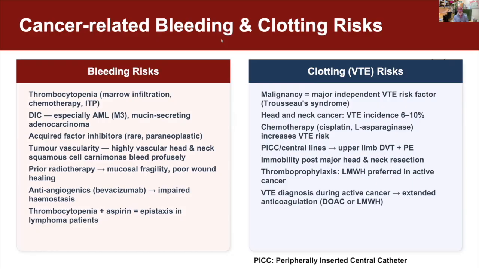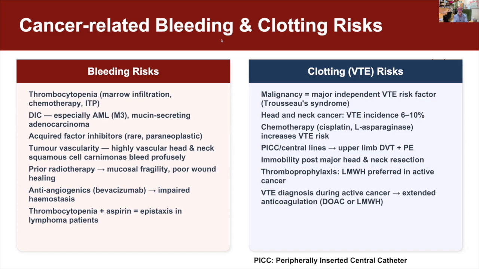You've got acquired factor inhibitors, which is paraneoplastic, like acquired factor 8 inhibitor. The tumor vascularity, the tumors are highly vascular, especially head and neck. Be very careful. People who've had prior radiotherapy, you've got fragile mucosa and poor wound healing.